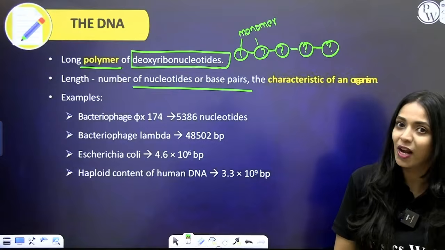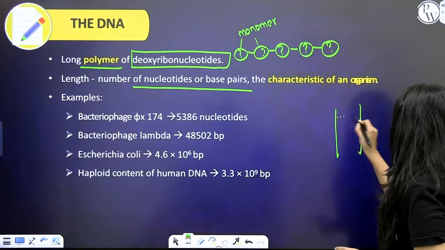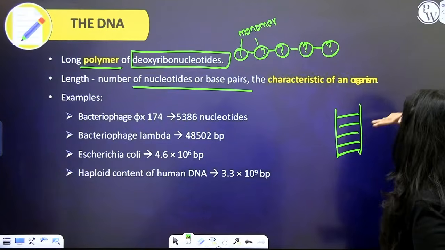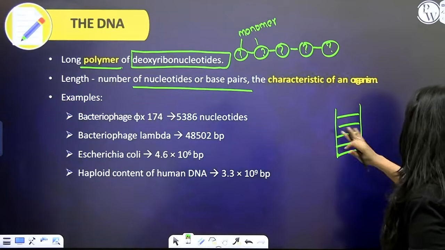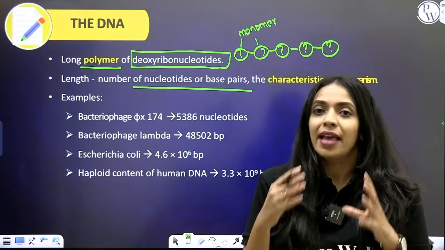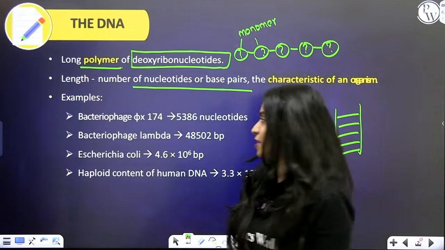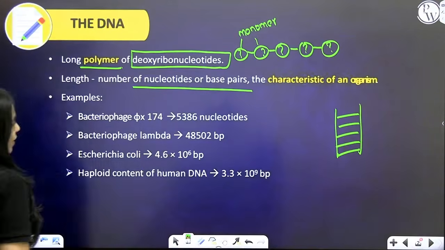That is if it is a single-stranded DNA. If the DNA is double-stranded, the nitrogenous bases from one strand would have formed hydrogen bonds with the nitrogenous bases from the opposite strand. So it would have formed base pairs. If it is a double-stranded DNA, we measure the length of DNA in terms of base pairs. Okay, here are a couple of examples.